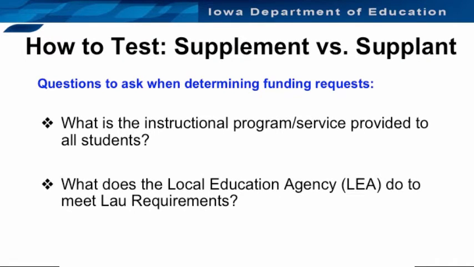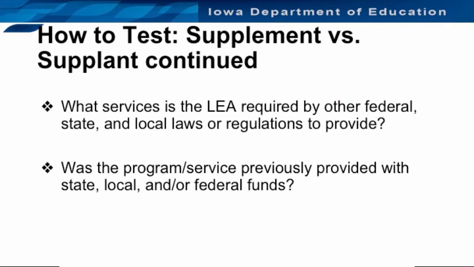So how will we test the difference between whether a request is supplement versus supplant? There are questions that will be asked to determine the difference. What is the instructional program or service that's provided to all students? What does the local education agency do to meet LEA requirements? What services is the LEA required by other federal, state, and local laws or regulations to provide? And last but not least, was the program or service previously provided with state, local, and/or federal funds?